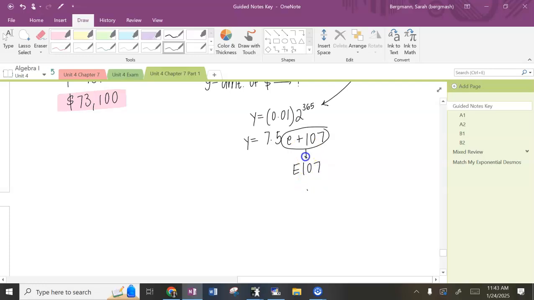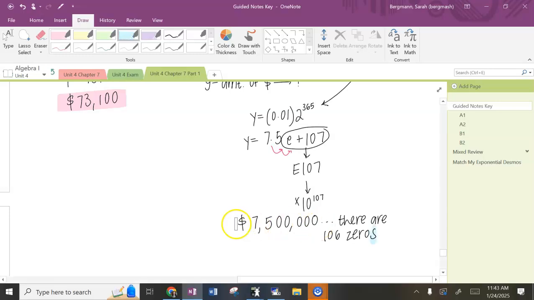But we talked about when you see that on your calculator, what it means is times 10 to that power. So it's saying times 10 to the 107th power. That's scientific notation right there. So what this is saying is you have 7, 5, and you have 106 zeros after that. So I'm obviously not going to write those out. That's saying there are an extra 106 zeros after that 5 because you move your decimal place over 107 spaces. So you have a ton of money.